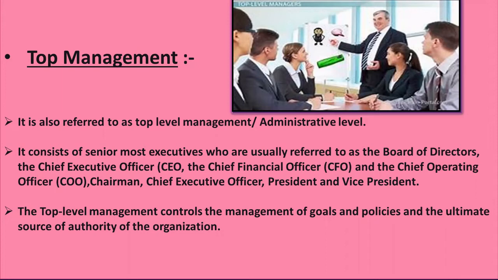So top level management controls the management of goals and policies and is the ultimate source of authority of the organization. That is, the topmost authoritative people. When we come to an employee level, do we have authority? Yeah, to some amount we have authority over our subordinates, but we do not sit on the top and rule the whole company, right? So this is the senior most, or the ultimate source of authority, of the organization.